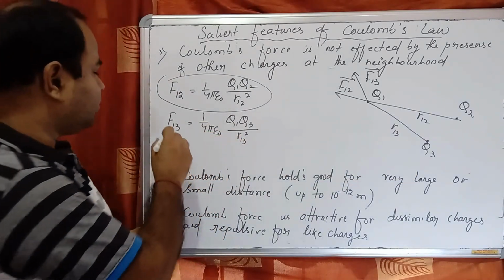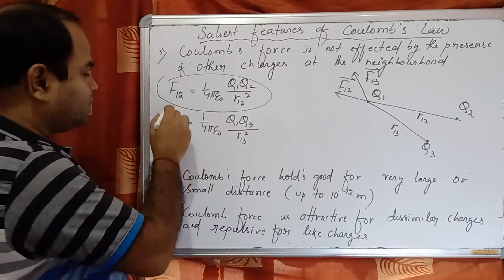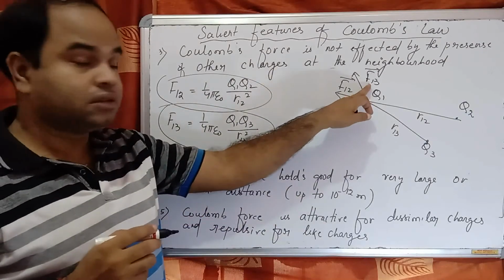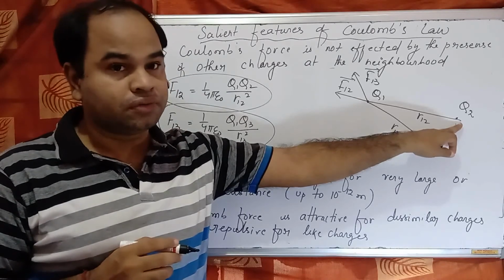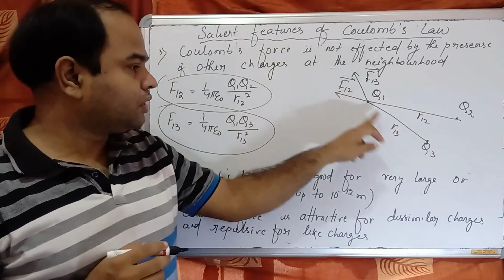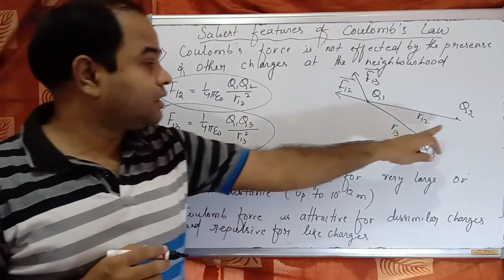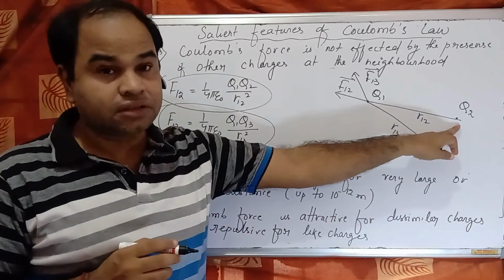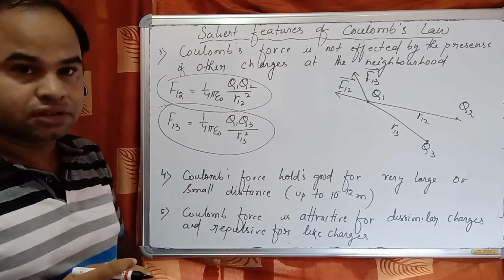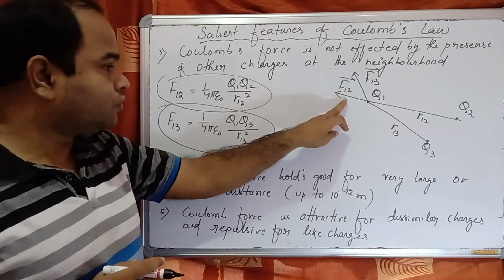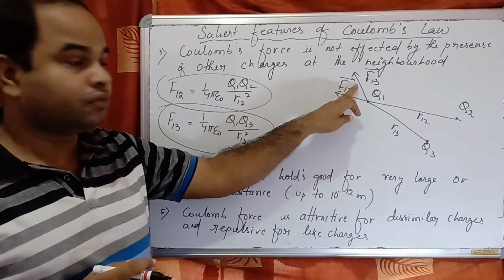Similarly, F13 is 1 by 4 pi epsilon naught, Q1 Q3 by R13 whole square. So this F13 is not affected by the presence of Q2 in its neighborhood. Did you understand? The force on Q1 due to Q3, that is F13, does not depend on the presence of the charge Q2 in its neighborhood. Coulomb force is not affected by the presence of other charges in the neighborhood. This Coulomb force is independent of this charge.